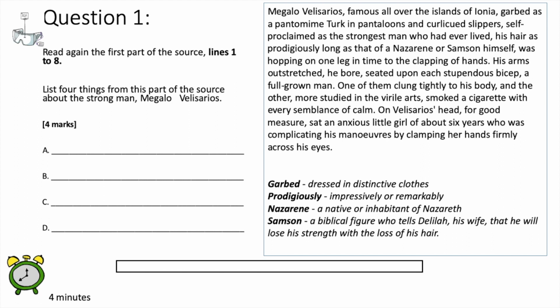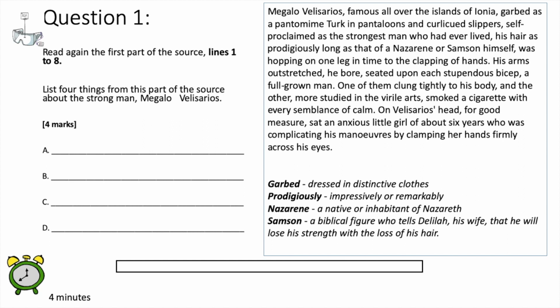It is asking you to simply list 4 things from lines 1 to 8 about the strongman, Magalo. You must only focus on lines 1 to 8. If you give any information from the rest of the source for this question, then you will not get any marks. You must only give information about Magalo.